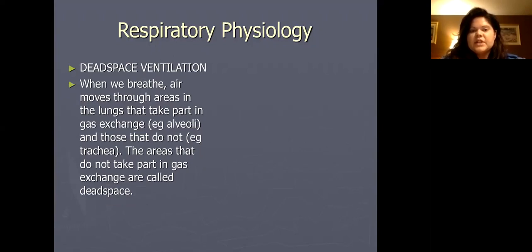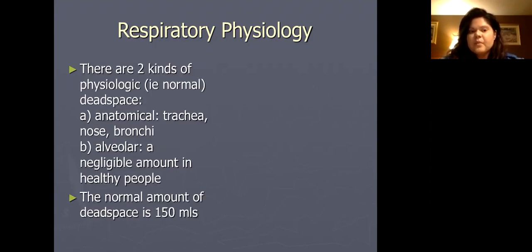Dead space ventilation is when we breathe, air moves through areas in the lungs that take part in gas exchange, so your alveoli, and those that do not, which your trachea does not. The areas that do not take part in gas exchange are called dead space. So we have to consider all of our dead space whenever we're ventilating. You may add a little bit more to get through that dead space, but you don't want to necessarily fill that dead space because it's not taking part in gas exchange, as are the areas such as the alveoli.